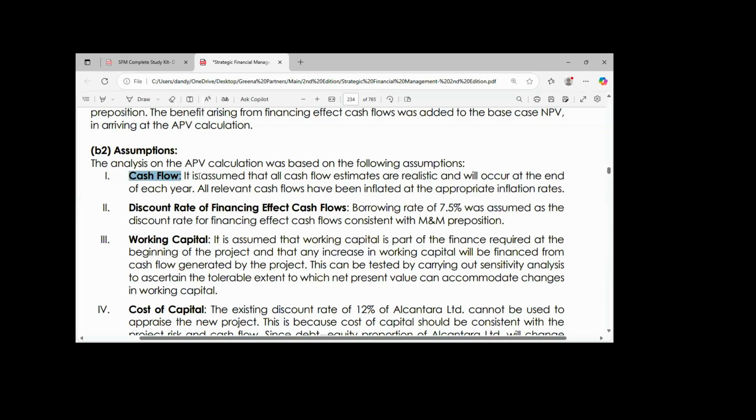All right. So the first one is cash flow. What is our assumption on cash flow? It is assumed that all cash flow estimates are realistic and will occur at the end of each year. All relevant cash flows have been inflated at the appropriate inflation rate. That's our assumption on cash flow.